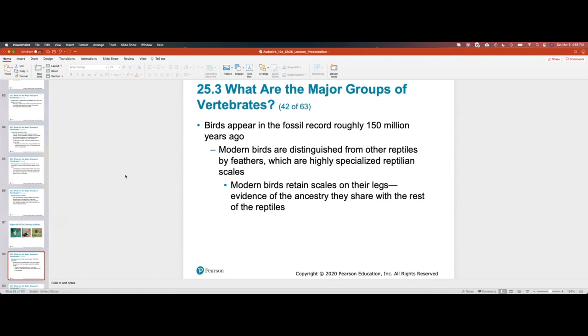So, what distinguishes birds? Feathers, which are highly specialized modified scales. And modern birds will actually retain scales on their legs, which helps support the evidence of the ancestry they share with reptiles.